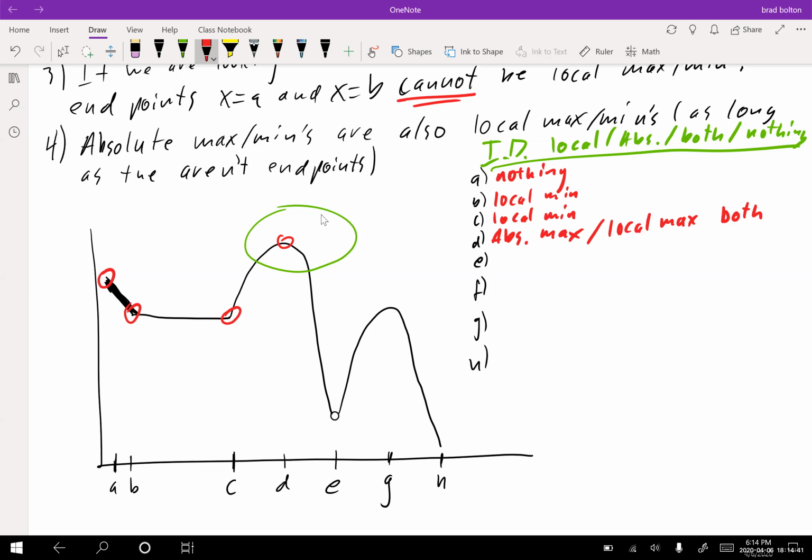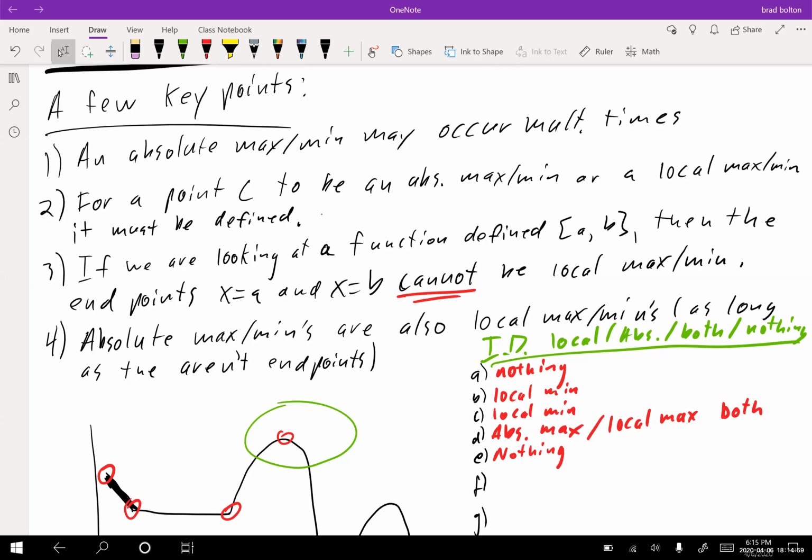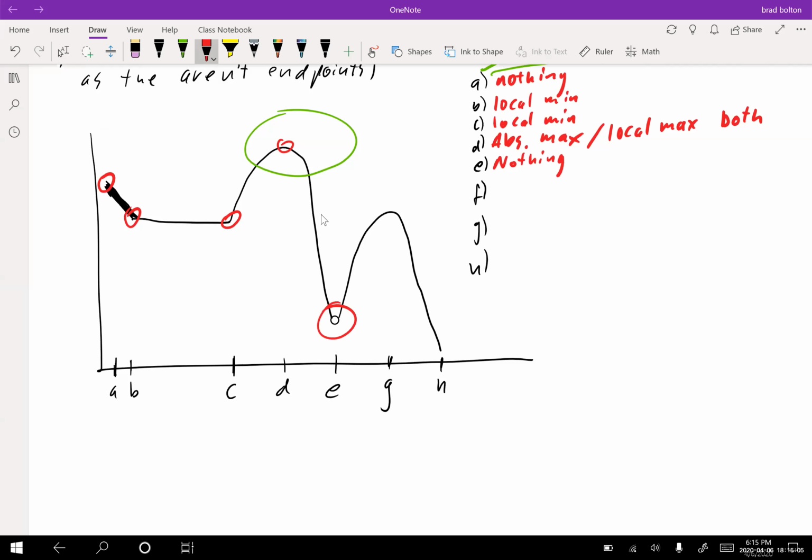Now let's look at E. I'm going to say right now, it's nothing. And instantly I know it's nothing because that open circle means it's undefined. And we said that a local min or local max or an absolute min or absolute max must be defined, right? That was up here. So it says for a point C to be a local min or max, it must be defined. So we already stated that and it's not defined right here. So we know that's not going to work, okay?